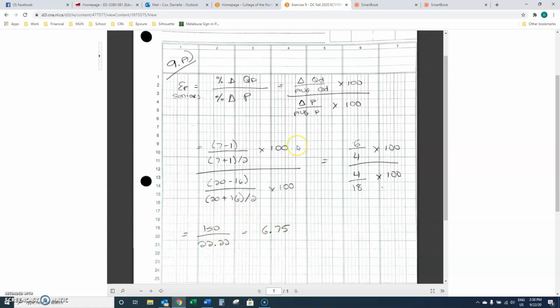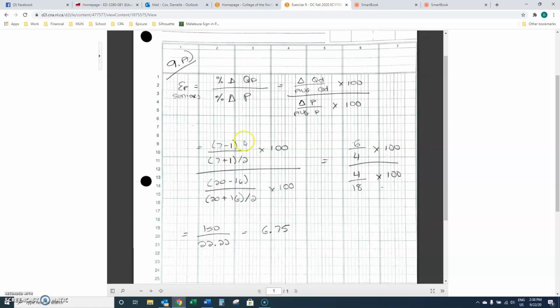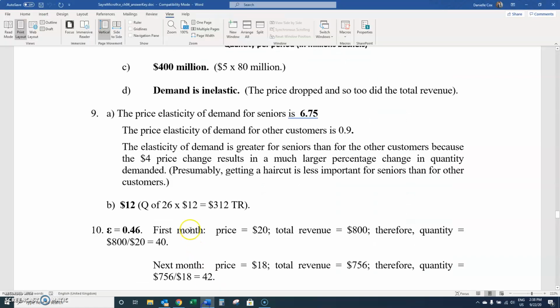You do the same thing. This was for seniors. You can do the same thing for the others. Instead of 7 and 1 for the quantity demanded, it goes from 11 to 9. So you just have 11 and 9 up here, and you'd get your other value, which would be your 0.9. All right, that's all I wanted to show you for that particular question.